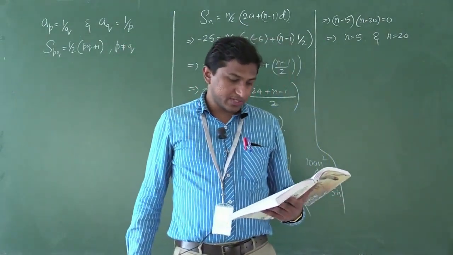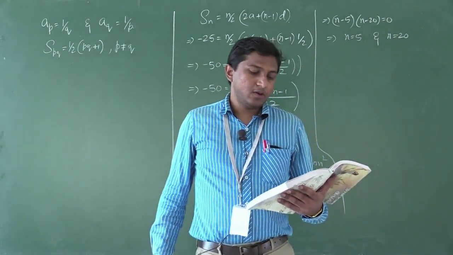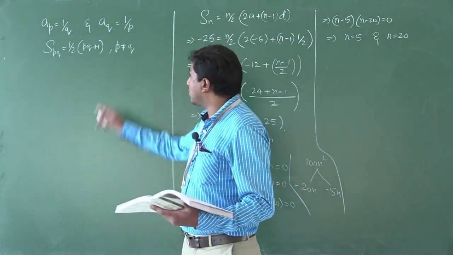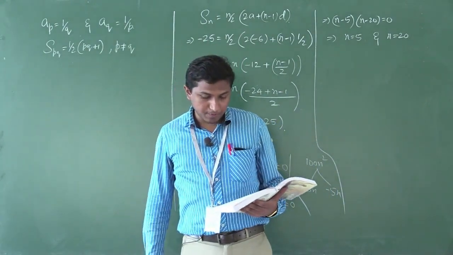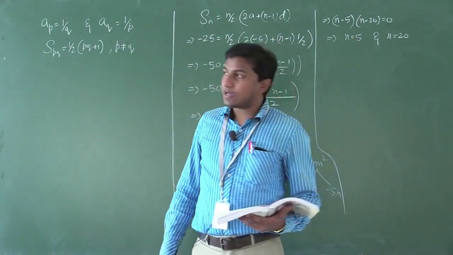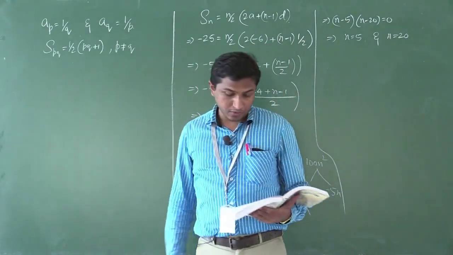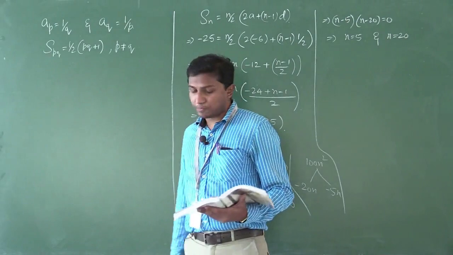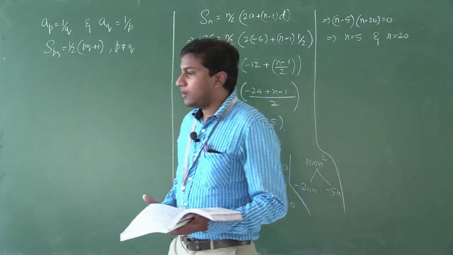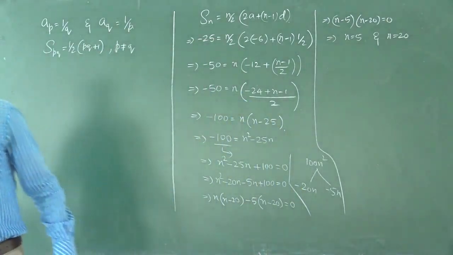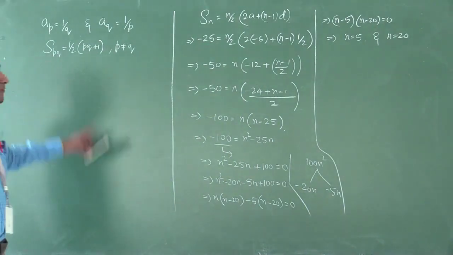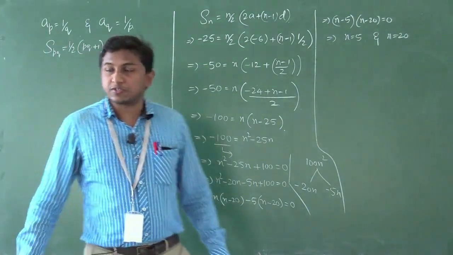I repeat the question once again. In an AP, if the P term is 1 by Q and the Q term is 1 by P, prove that the sum of first PQ terms is 1 by 2 into PQ plus 1, where P not equal to Q. Okay, look at the question here.